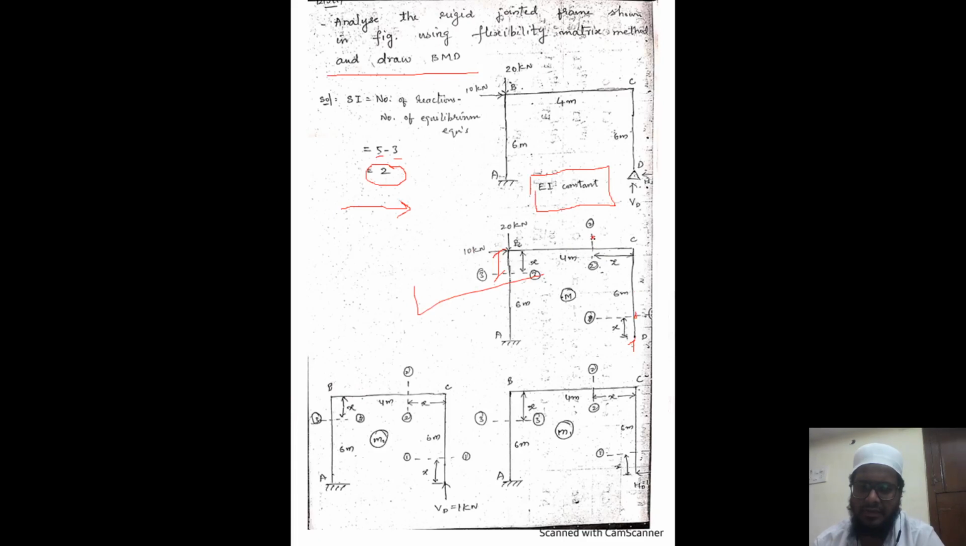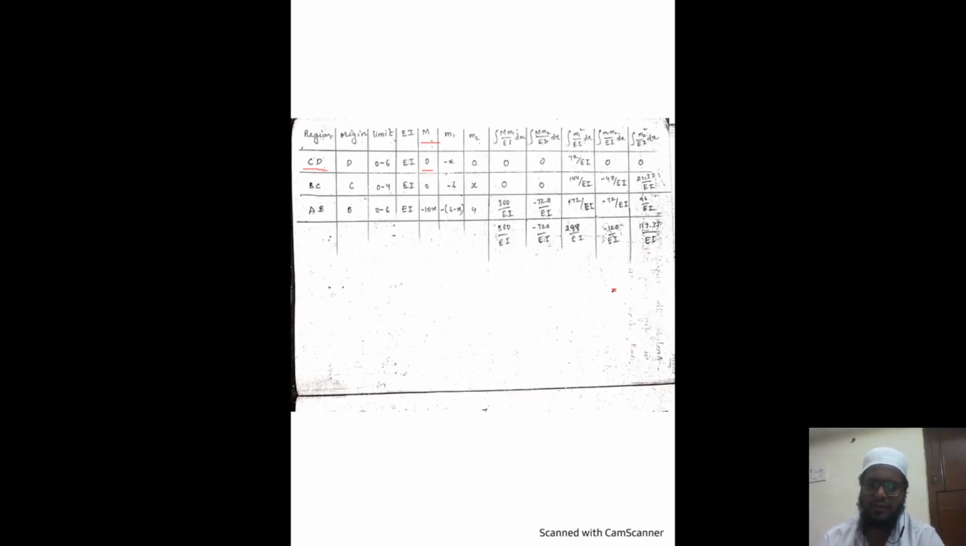Similarly, for member BC, you can see here my section is here, and if I calculate moment at this particular point, if you go towards the free end, we do not have any external force on this member, neither on CD nor on BC. So that is why the moment for this member will again be equal to 0. Now we'll go for the member AB.